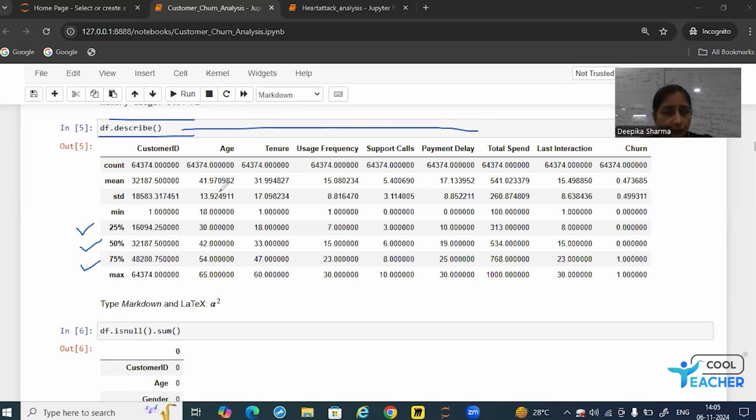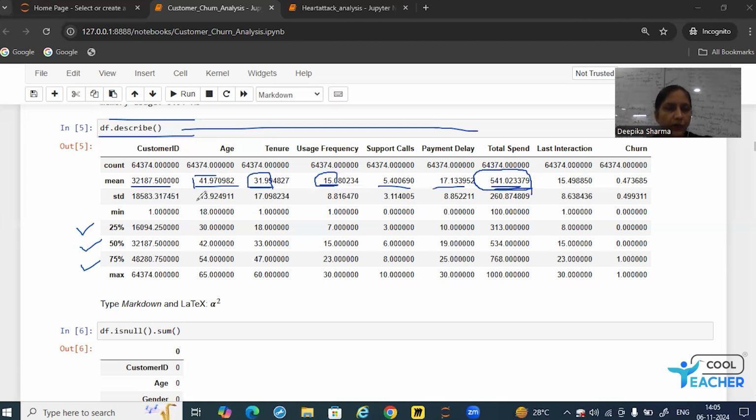If we check here, you can start observing the data. Suppose you see age. What is the mean age? The mean age of the people who took the subscription is nearby 41, and the mean tenure is 31, which means all the customers are retained for nearby 31 months. And approximately 15 times they used the product. This is the usage frequency, and nearby 5 support calls are being received. Payment delays are also given, and the total spend is the average of the total payments we received.